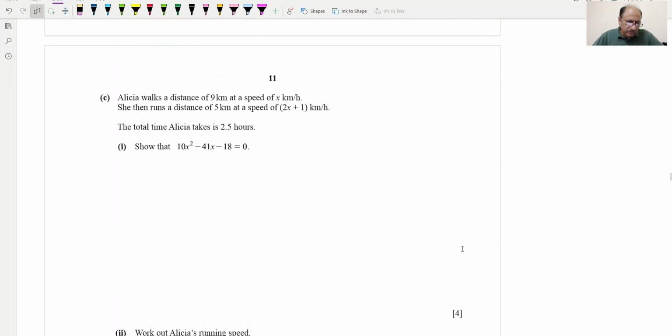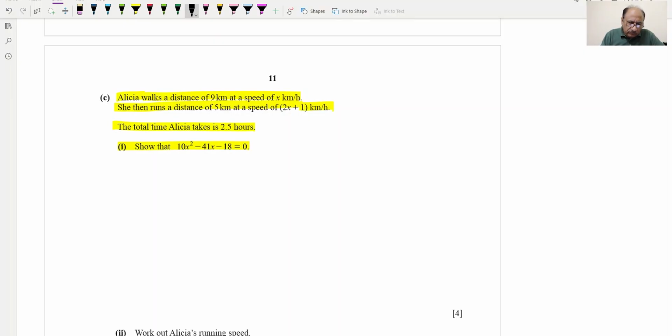Now C part says Elisa walks a distance of 9 kilometer at a speed of x kilometer per hour. She then runs a distance of 5 kilometer at a speed of 2x plus 1 kilometer per hour. The total time is 2.5 hours. Show that this is equal to this.